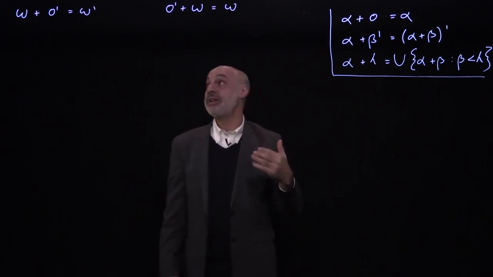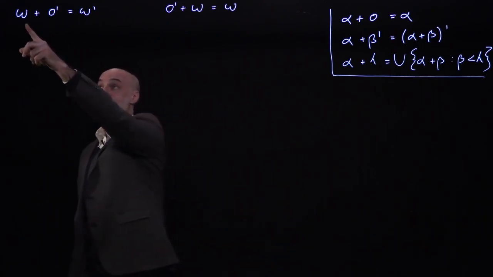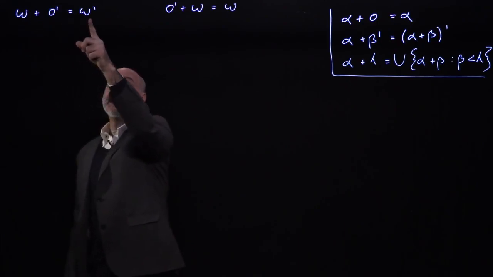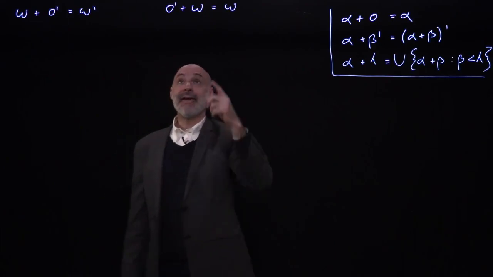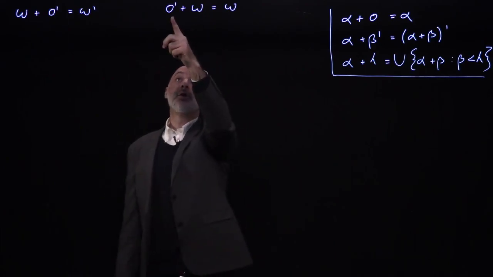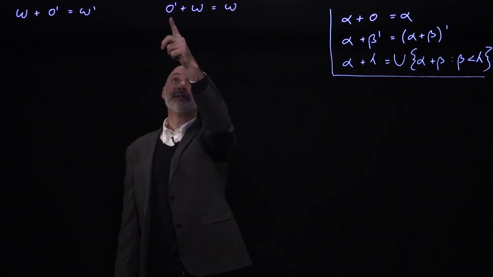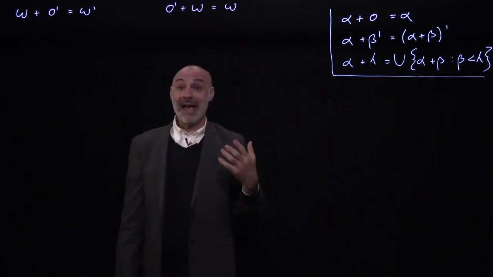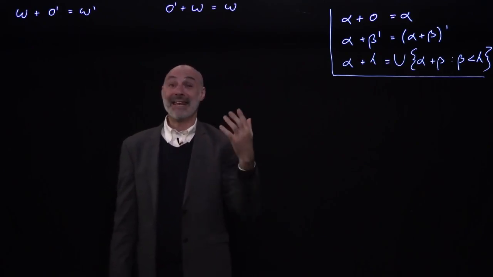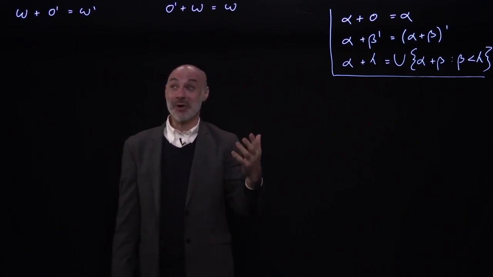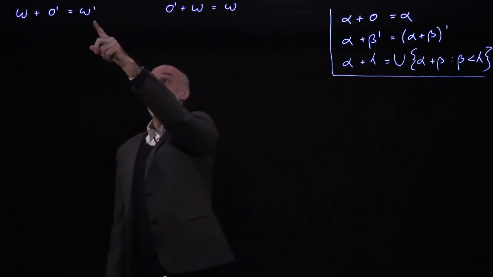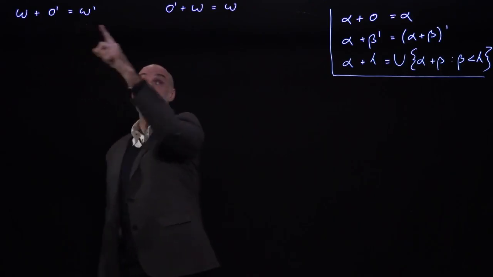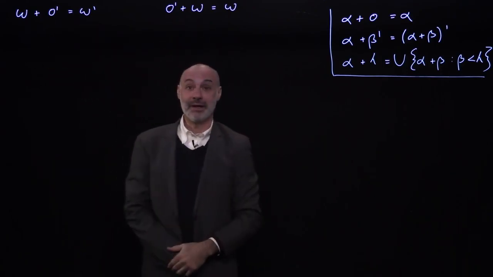So what I thought we'd do is first show that omega plus 1, omega plus 0 prime, is just omega prime, and then show that 1 plus omega, or 0 prime plus omega, is just omega. So this will be a nice way of illustrating the fact that addition does not commute, because since omega prime is different to omega, this means that omega plus 1 is not the same as 1 plus omega.